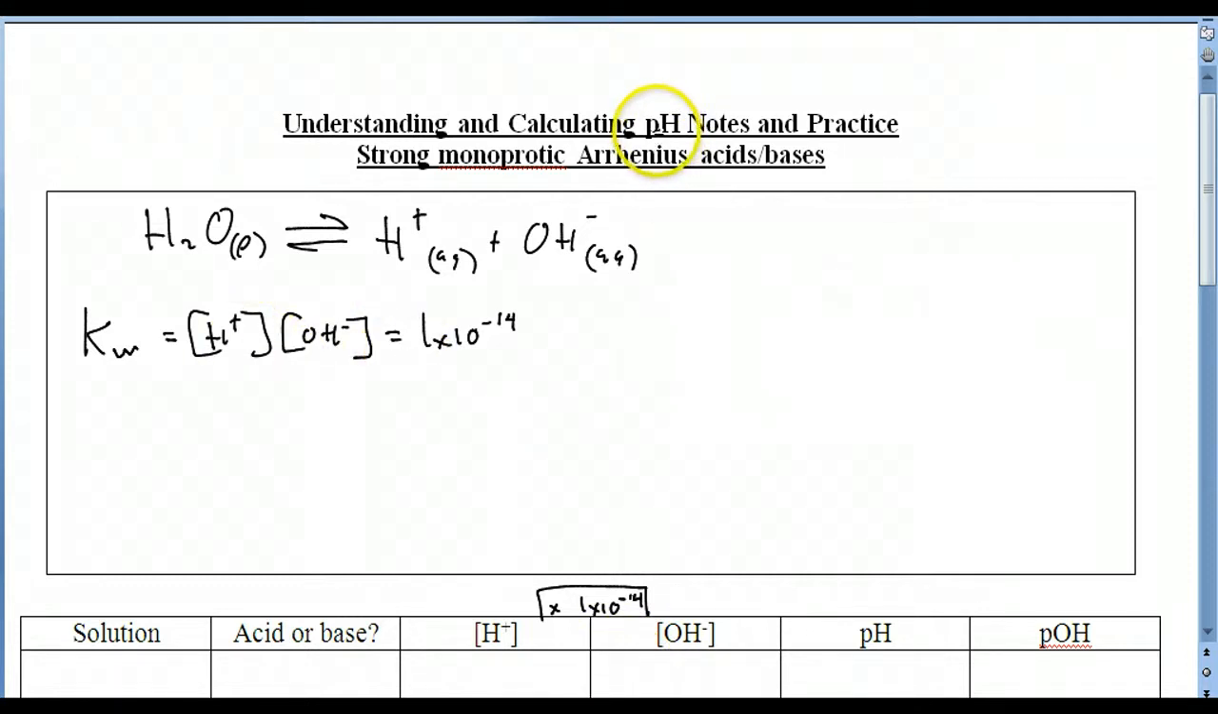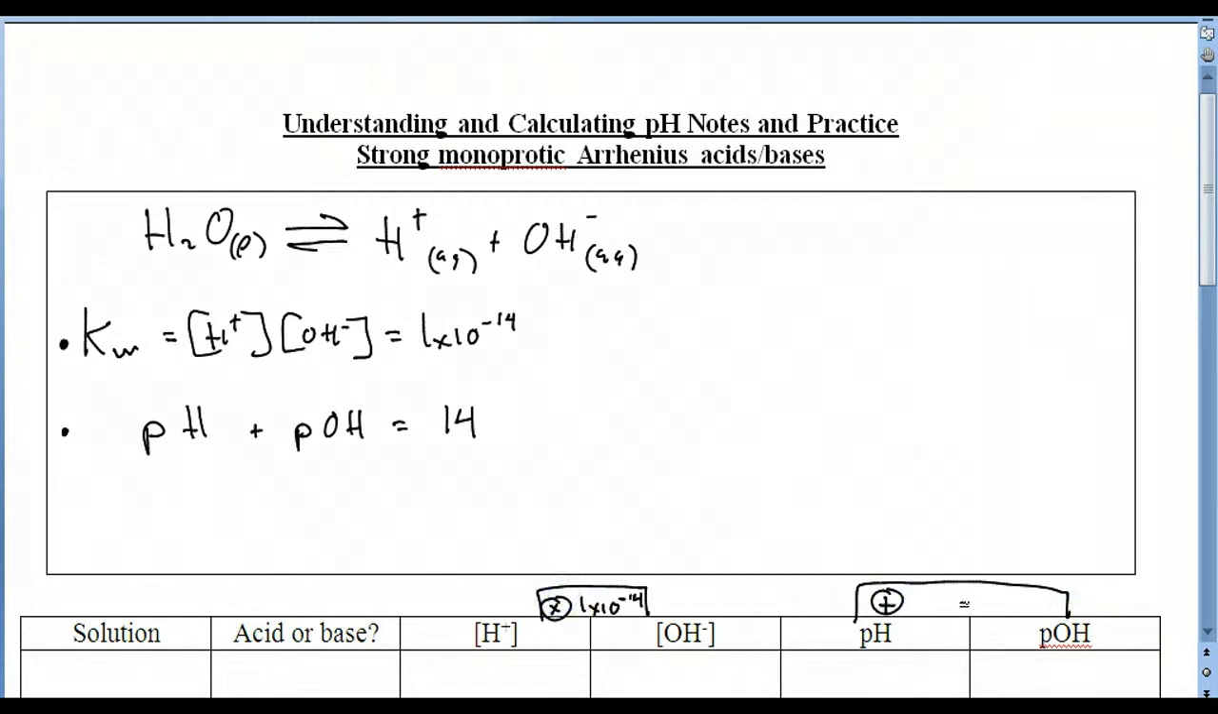Now, P in pH stands for negative log. That actually stands for power, but mathematically it's negative log. Using our log rules, we can go from this equation to this one. When you take the negative log of two things that are being multiplied, you end up adding them. So you end up with pH plus pOH equals 14. P stands for power, so what it really focuses on is the exponent. P stands for negative log, and so the negative goes away and the exponent becomes the number. So pH plus pOH equals 14. That means these two columns add up to 14. So if you have one, you can solve for the other.